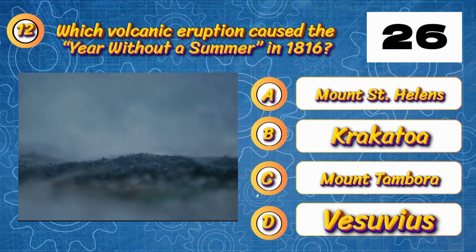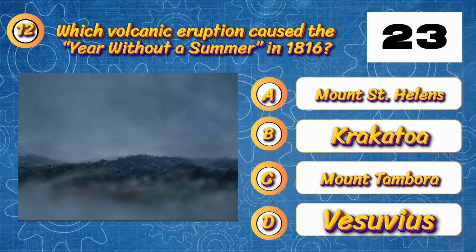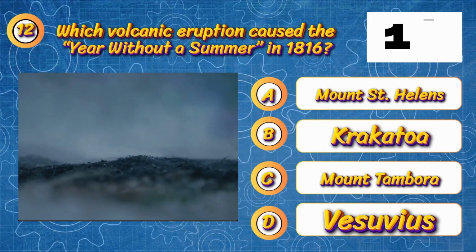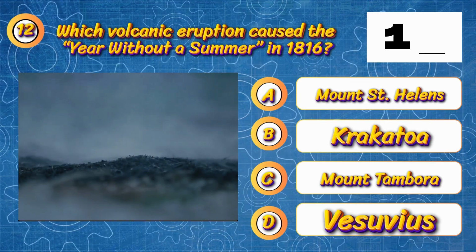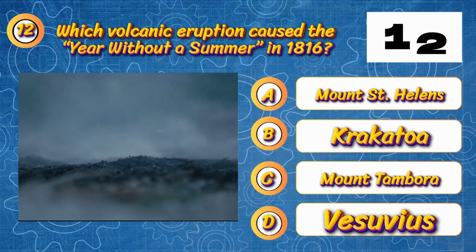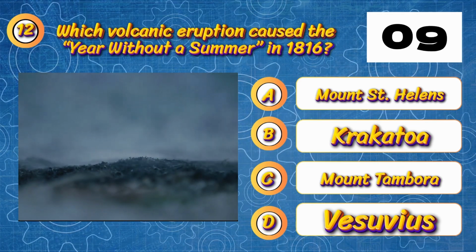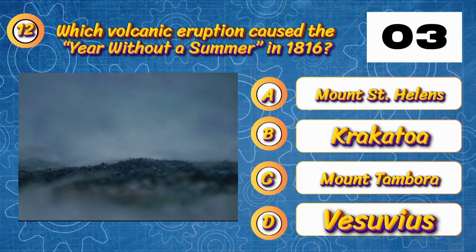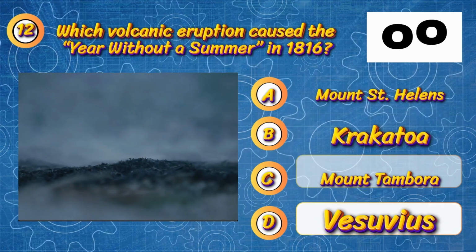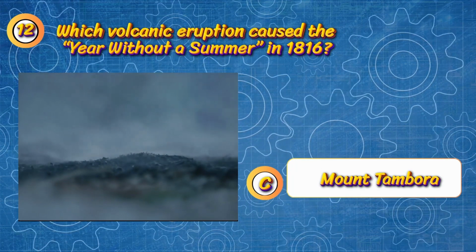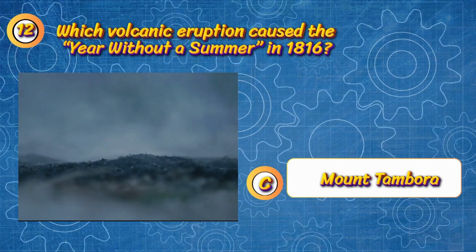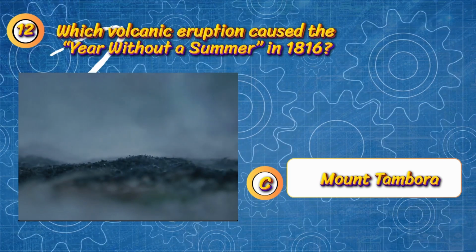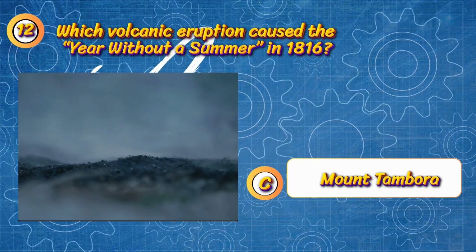Question 12. Which volcanic eruption caused the year without a summer in 1816? A. Mount St. Helens. B. Krakatoa. C. Mount Tambora. D. Vesuvius. C. Mount Tambora. Mount Tambora's 1815 eruption threw so much ash into the air that global temperatures dropped, causing a year without summer. Now, let's see if you're a disaster expert.